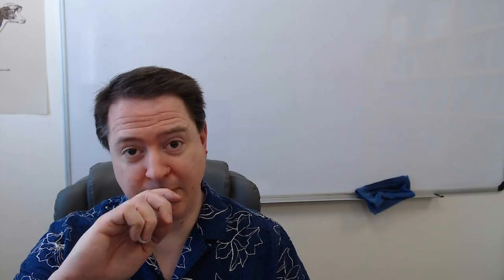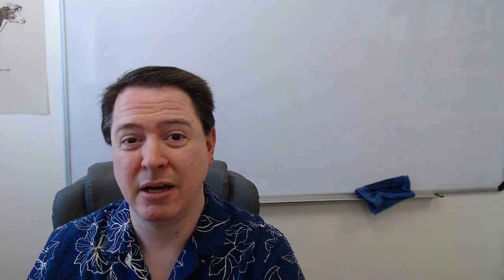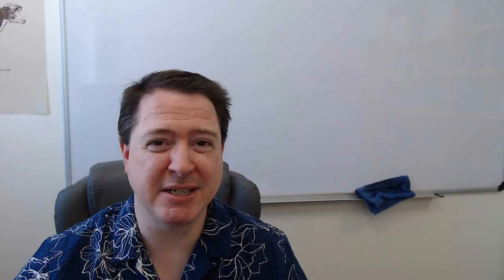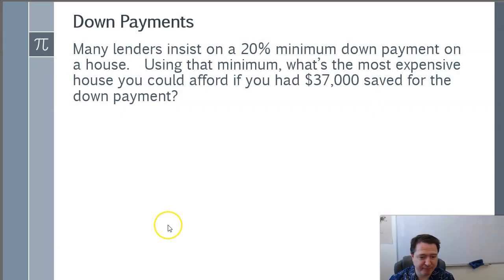In other words, if I don't know what the total is, I just know what the percentage is, and I know what that percentage comes out to be. How do I find what that total was, what the full thing was? So I want to do a couple examples where I do something like that.